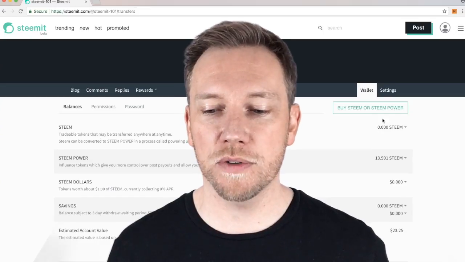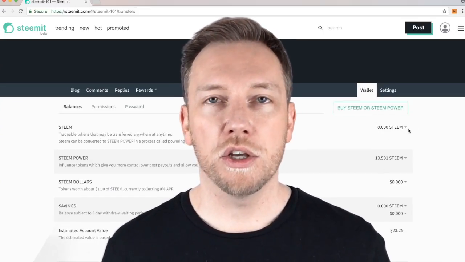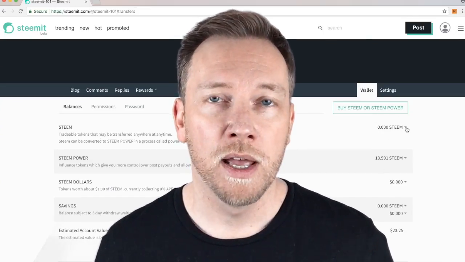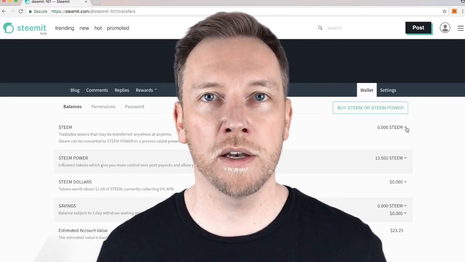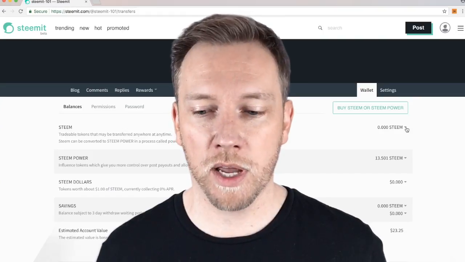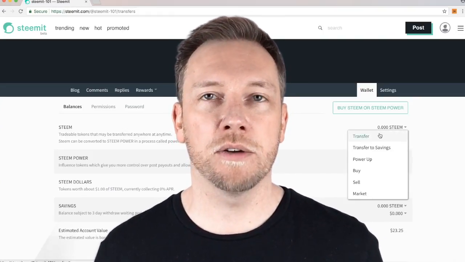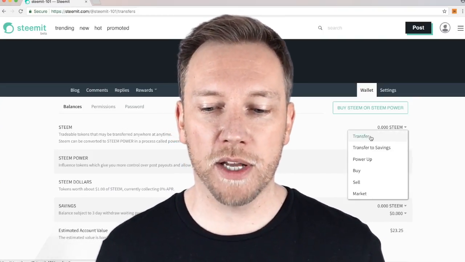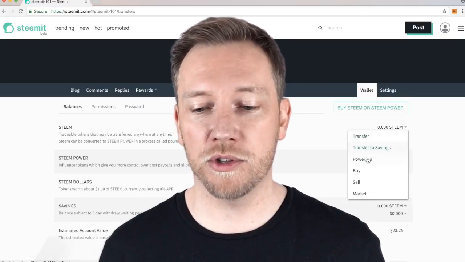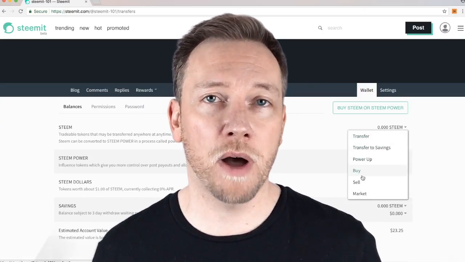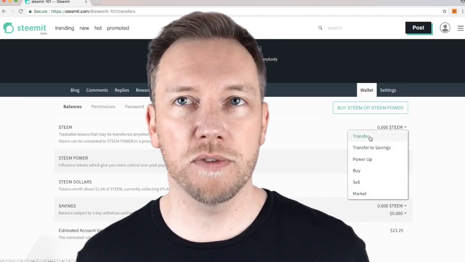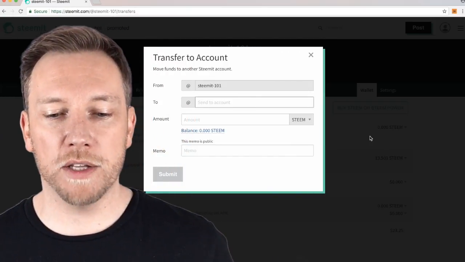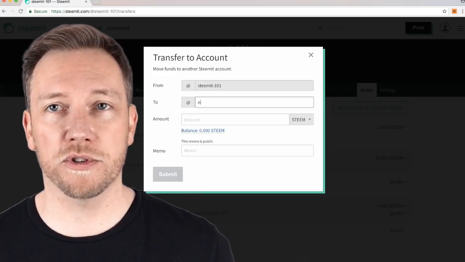Now, beside each of these totals, you have a little drop-down menu, and that shows you how you can move value around in this wallet or outside of this wallet, okay? So the first drop-down menu says that you can transfer to savings, you can power up your Steem, you can buy it, sell it, or you can trade it on the market. So we'll just look at each of these really quickly. So if you transfer, right, let's say we wanted to transfer some Steem to Ned.